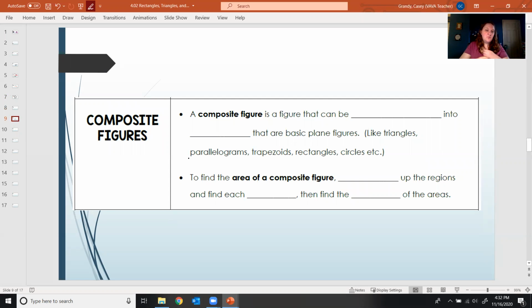Okay. We are going to see some things called composite figures. A composite figure is a figure that can be separated into regions. So it might look like a really funky shape, but you can break that really funky shape into regions that we're familiar with: triangles, parallelograms, circles, rectangles, so forth. If I want to find the area of that composite figure, then I'm just going to divide it up into the regions that I recognize and find each area. And then I'll take each of those small areas to find the sum of the entire thing. And we'll see that here in just a minute or two.